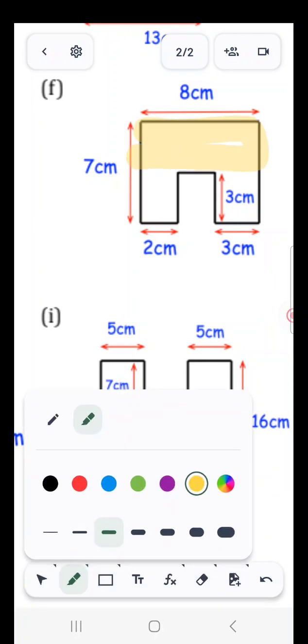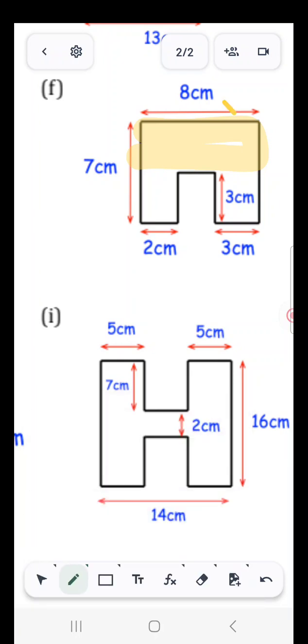Okay, now I will work within this yellow one only. Its length is 8. As you can see here, the length is 8. And as you can see, 3 is here. That means the top part should be 4. That's why the top part should be 4. And 3 add 4 makes 7 here. Just try to understand.